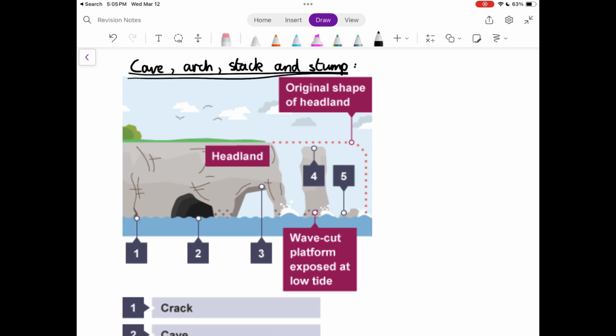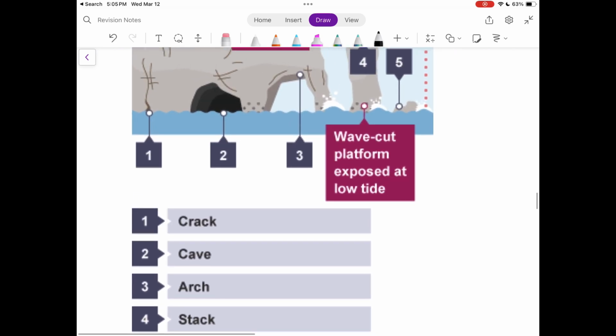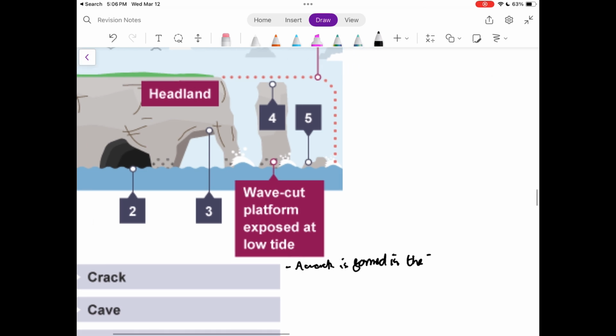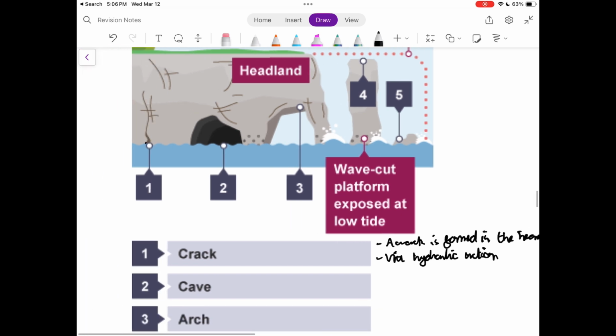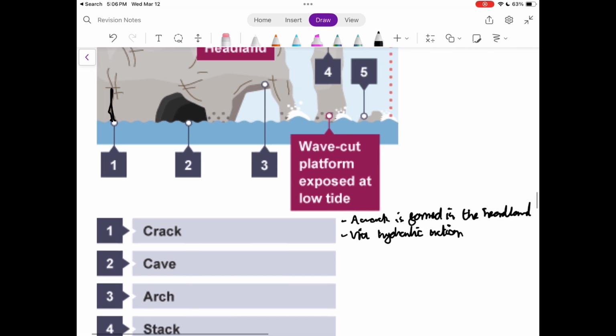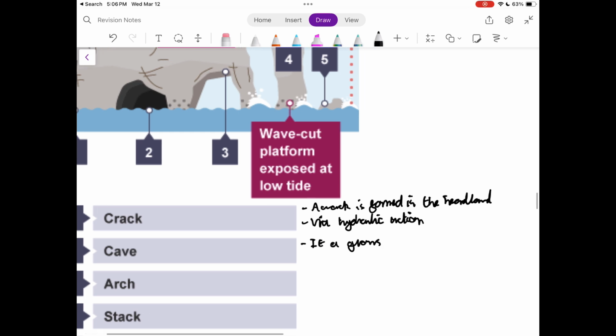Okay, so next we're going to be looking at this cave, arch, stack, and stump formation. So at point 1, a crack is formed in the headland, and this is done via hydraulic action. So you can see the crack here in the image that forms here as a result of hydraulic action. And then because this process continues, it grows into a cave, as you can see at point 2.